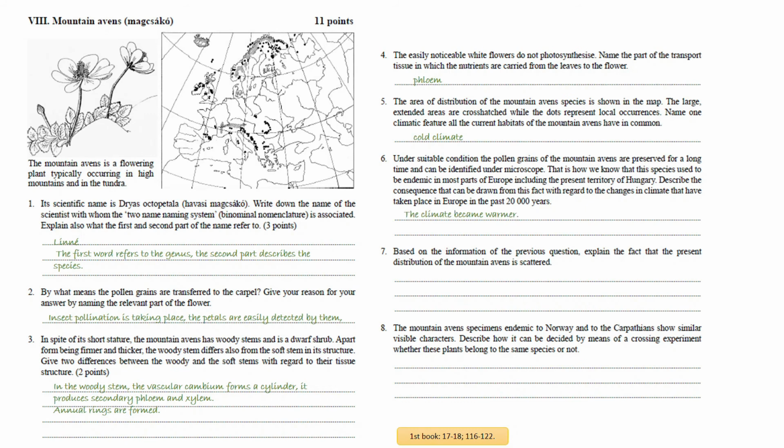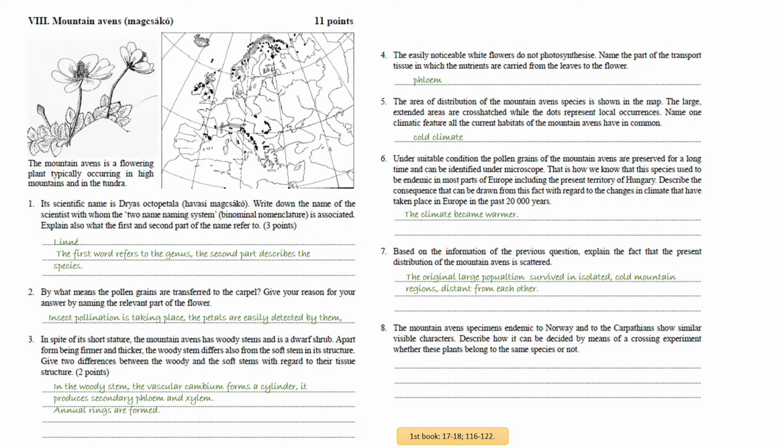Based on the information of the previous question, explain the fact that the present distribution of the mountain avens is scattered. It can be assumed that the former large populations survived isolated from each other, where the environmental factors were appropriate for them. So that's what we can write down. The original large population survived in isolated cold mountain regions distant from each other.